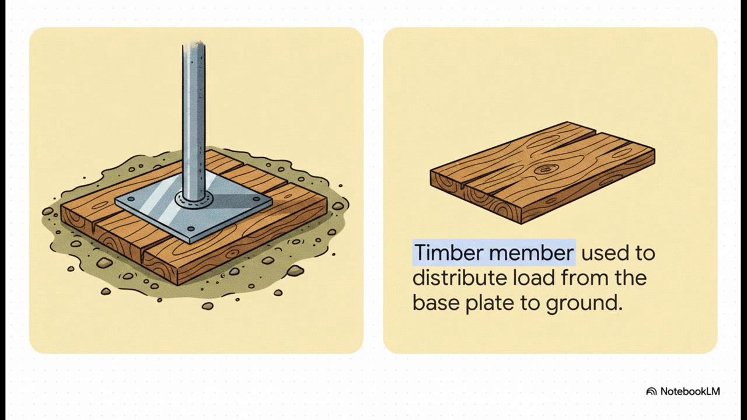But right beneath that steel plate sits the sole plate. This is a much wider, ground-hugging timber member of adequate size. The timber sole plate takes the load from the steel base plate and safely distributes it over a much wider area of soft ground. Without it, the entire heavy-class steel structure would just sink right into the earth.